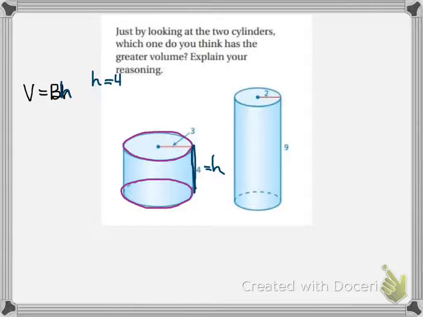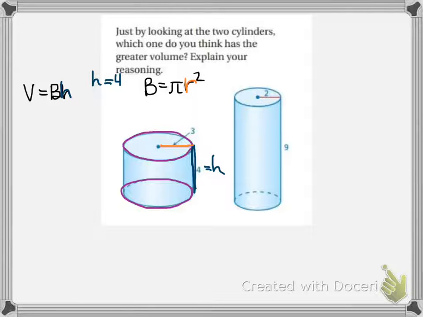The base part is the most interesting part of this formula. Some people just want to put a 3 because they see a 3 on the base. But you have to remember that the base is pi r squared. Why? Because it's a circle. The radius is this line right here, and it is 3. So wherever we see that, r is 3.